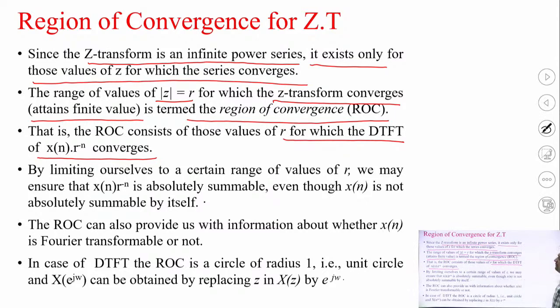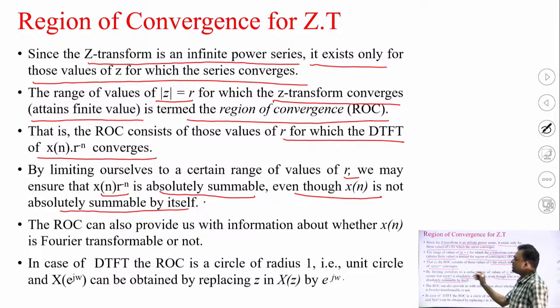Now if we limit ourselves to a certain range of values of r, we may ensure that x[n] times r to the power minus n is absolutely summable, even though x[n] is not absolutely summable by itself. I have already explained this: we are taking the term x[n] times r to the power minus n rather than just x[n]. Due to this term, your signal becomes absolutely summable, whereas previously, with x[n] alone, it was not absolutely summable.